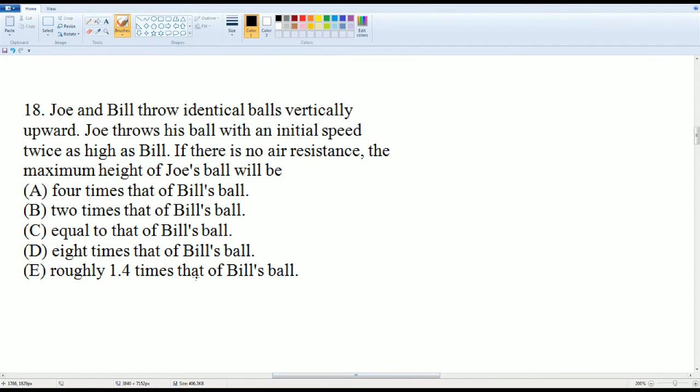Alright, Joe and Bill throw identical balls vertically upward. Joe throws his ball with an initial speed twice as high as Bill's. There's no air resistance. The maximum height of Joe's ball will be what? Okay, so here's Joe.